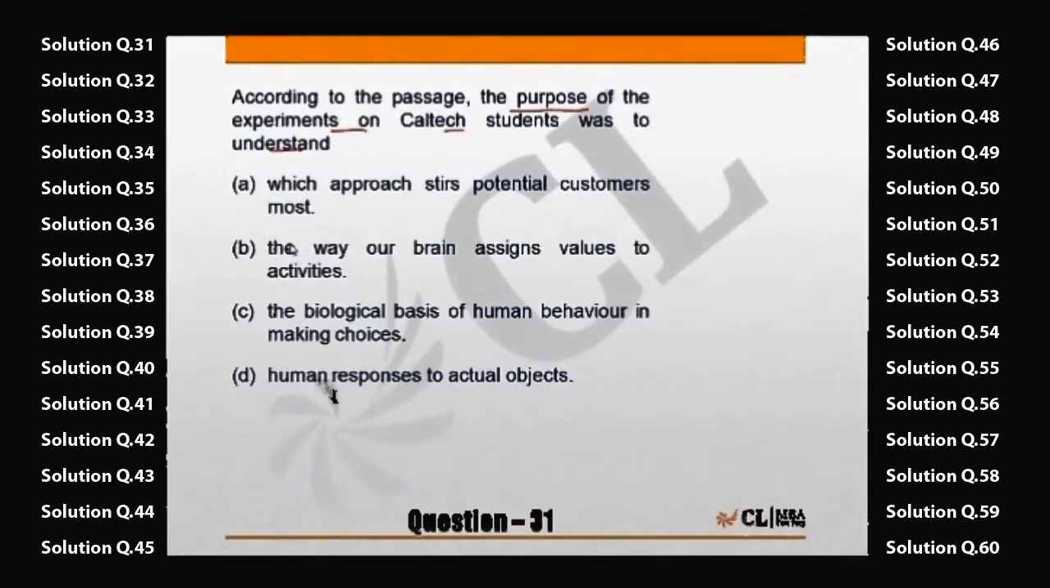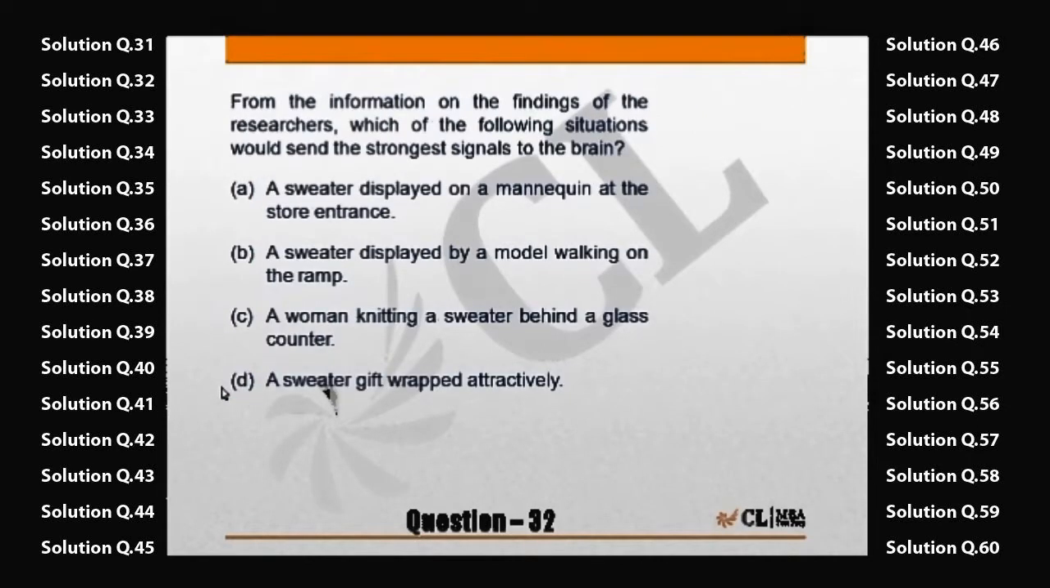Okay. So looking at the choices, choice A, which approach stirs potential customers the most? No, that is incorrect. It is not talking about customers. The way in which brain assigns values, not really. This is not what it was looking at. It was looking at biological basis of human behavior. This basis of human behavior leads to assignment of value. That is the process. But that is not what the purpose was. Purpose was to understand the biological basis of the human behavior. And hence the correct answer is choice C. Let's move to the next question.